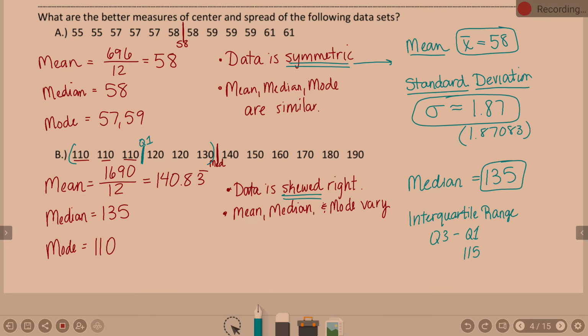What's my third quartile going to be? In between 160 and 170. Should probably be writing these numbers over here. So that's 165. This one was 115. So upper minus lower, 165 minus 115 is 50. Okay.